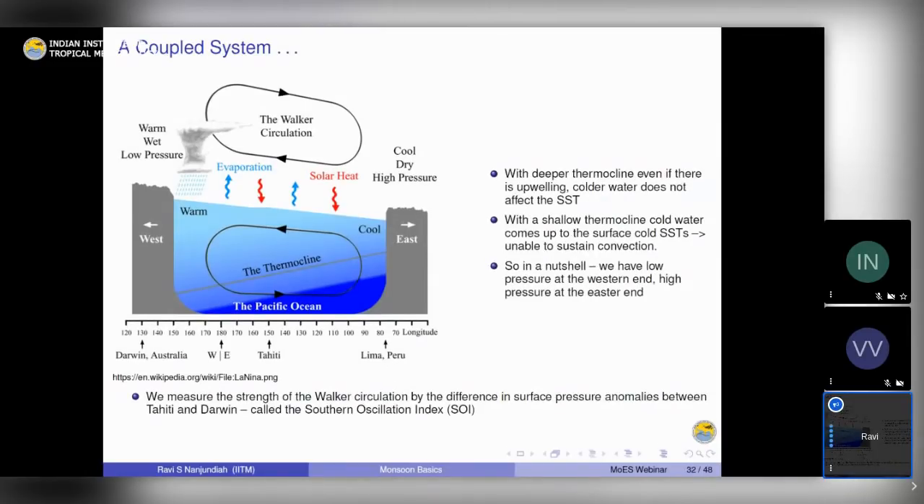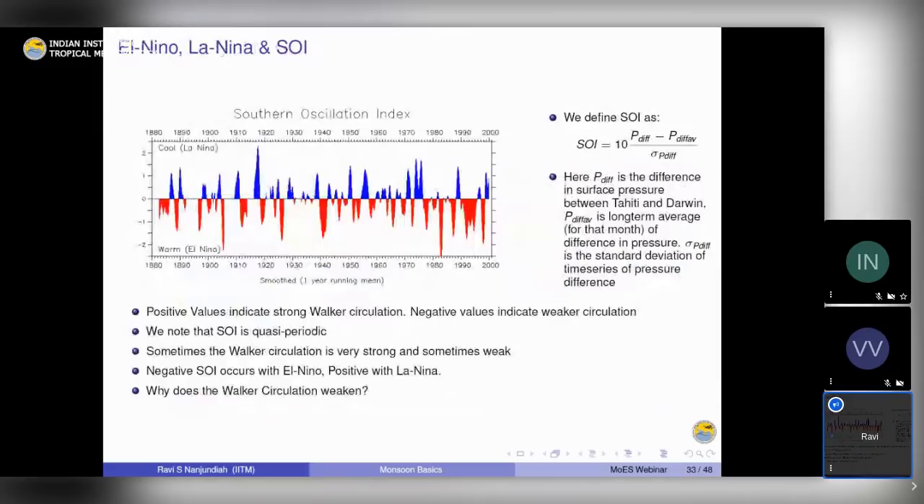So this is circulation again, and with a deeper thermocline, even if there's upwelling, there's not much cold water that can come up to the western side. So that's why, in a nutshell, we have low pressure at the western end because of warm sea surface temperatures, while high pressure here, and that drives our Walker circulation.